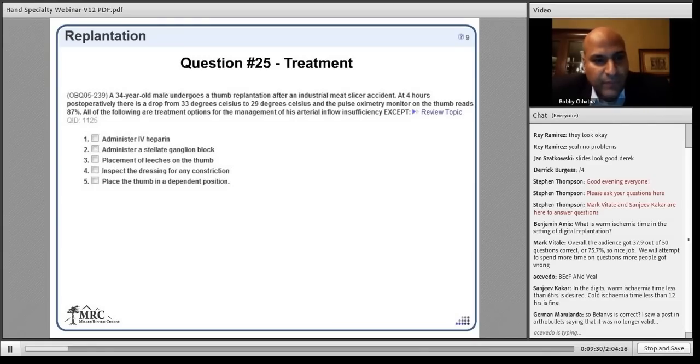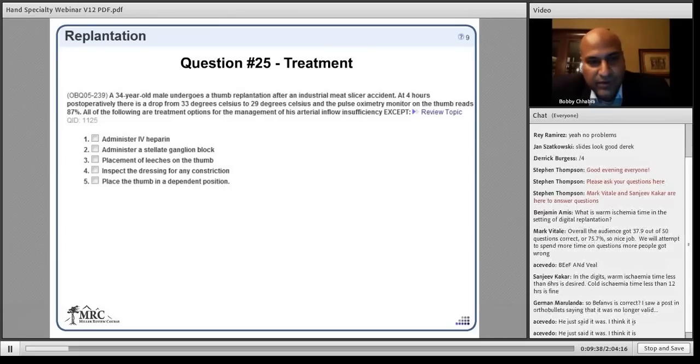Next, the 34-year-old male undergoes thumb replantation after an industrial meat slicer accident. At 4 hours postoperatively, there's a drop in temperature from 33 degrees Celsius to 29 degrees Celsius, and the pulse oximetry monitor on the thumb reads 87%. All of the following are treatment options for the management of arterial inflow insufficiency except.